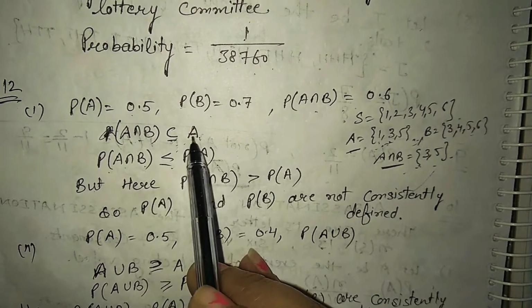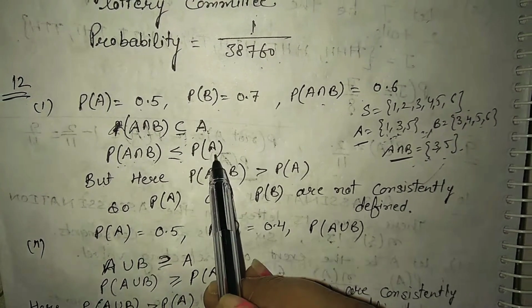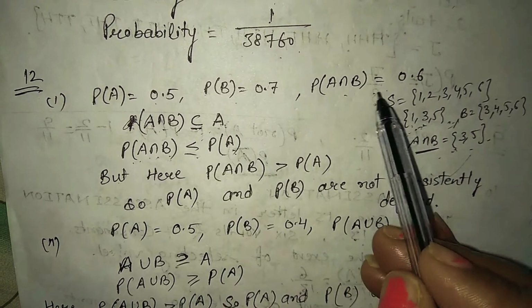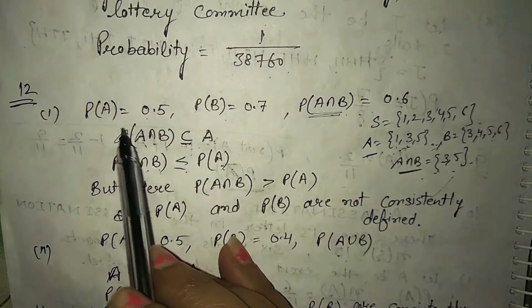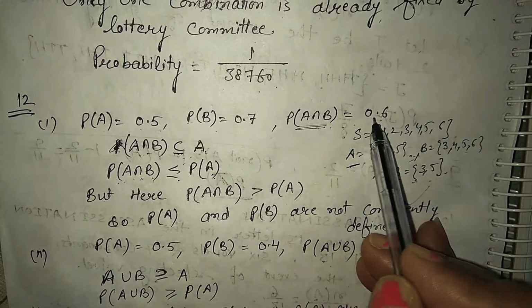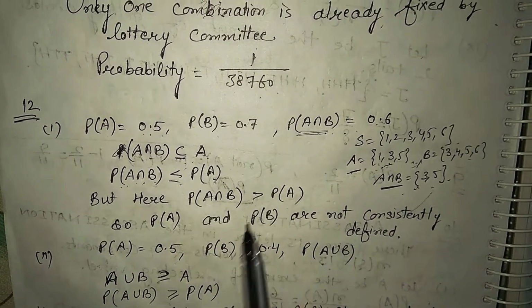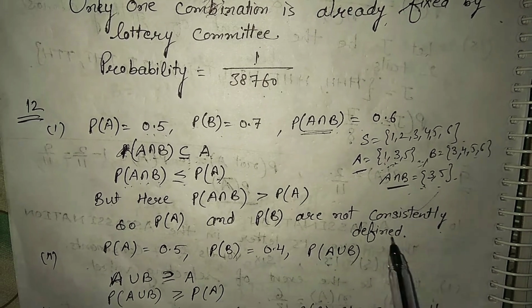क्योंकि अगर आपके पास ये इसका सबसेट है तो इसकी प्रोबेबिलिटी इससे छोटी होगी. अगर इक्वल है तो प्रोबेबिलिटी क्या होगी? इक्वल. But in this case PA intersection B is greater than PA. Look here, it is 0.6, it is 0.5. So these are not consistently defined.